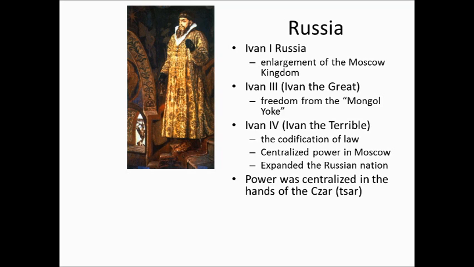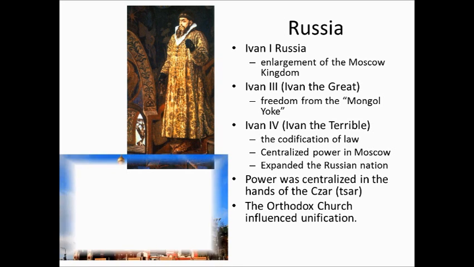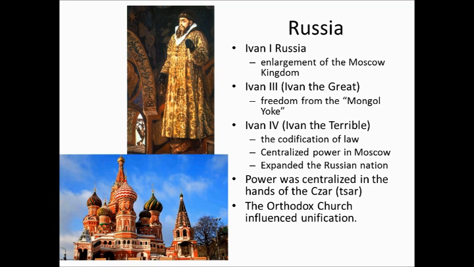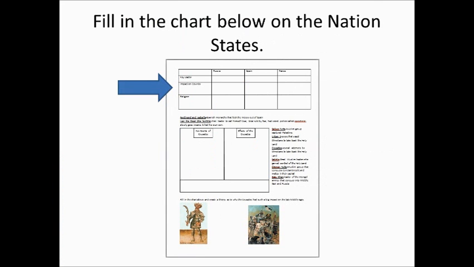Now, the unification of Russia probably never happens if he doesn't centralize power in his hands, the Tsar or Caesar. Because remember, he saw Russia as the third Rome. Now, the Orthodox Church also played a huge role in this. And remember, that came from the Byzantine Empire. And so the Orthodox Church certainly influenced the unification of Russia.